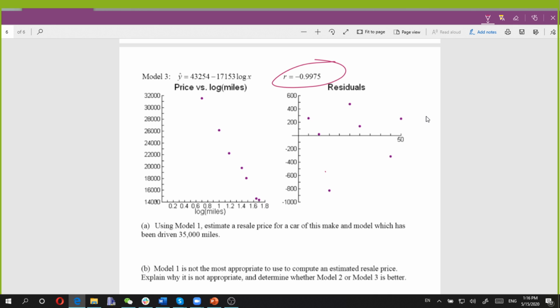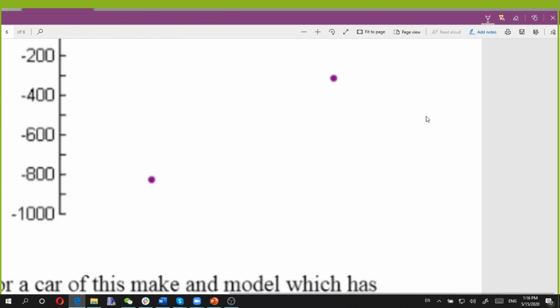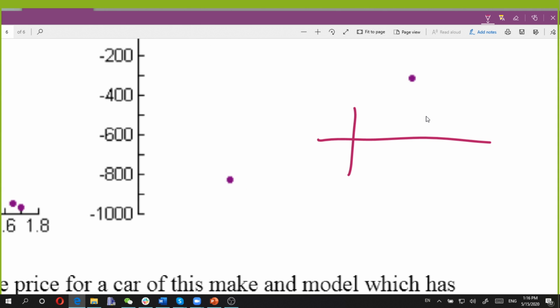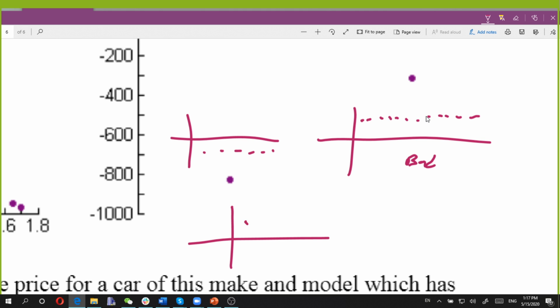So patterns to your residuals could be something like having all of your residuals above the line, or below the line, which just means we don't have a very good fit. Or it could mean that we have a curved pattern to our residuals, either curving up or curving down. Both of those mean there's a better model.